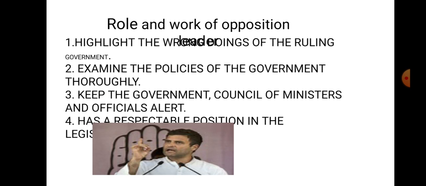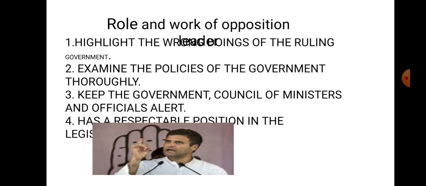Even though they are the opposition party, they too have certain roles and work to do. What are the important duties performed by the opposition party? Opposition doesn't mean opposing everything done by the ruling party. They also have certain responsibilities. That is why they are called the watchdogs of democracy. They keep an eye on the ruling party and watch whatever they do, and they also have the right to criticize the government. Highlighting the work done by the ruling party is the main function of the opposition party.